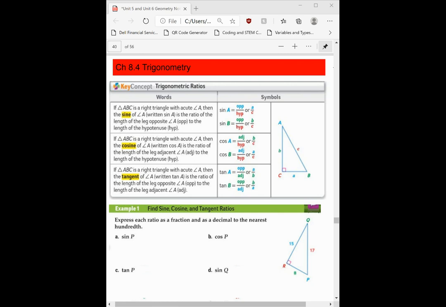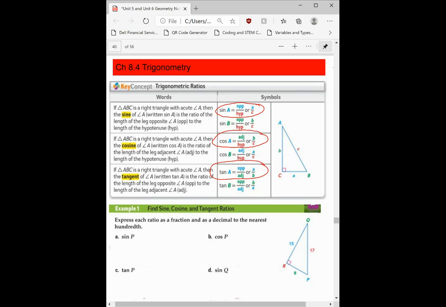Another way we could write sine, well no, let's just look at this one. I don't know why they wrote both. Okay, we can write cosine as adjacent over hypotenuse, or B over C if we're looking at the diagram. In tangent, we could write opposite over adjacent, or A over B if we're looking at the diagram.